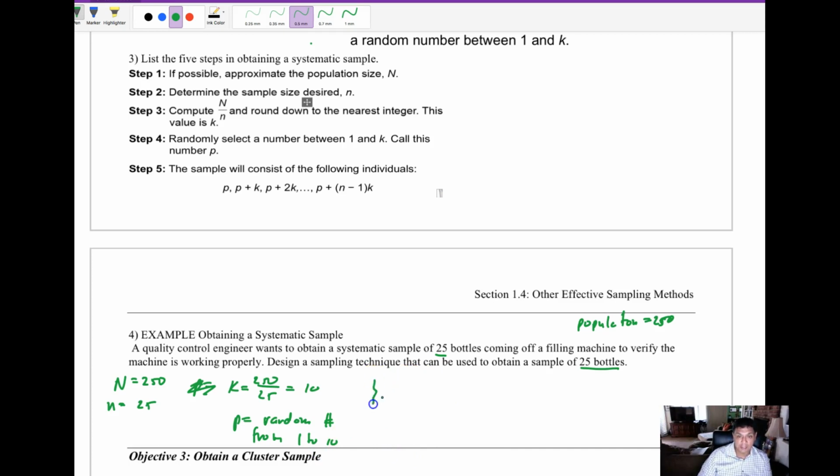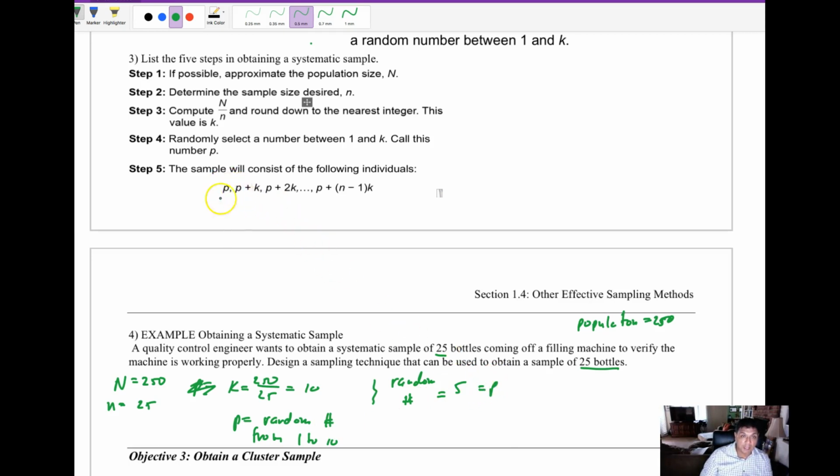Then you go ahead and pick a random number. Let's say it's 5. So randomly select a number between 1 and K, and call this P. Your random number is from 1 to 10. Let's say P is 5. I just picked it out of the blue.